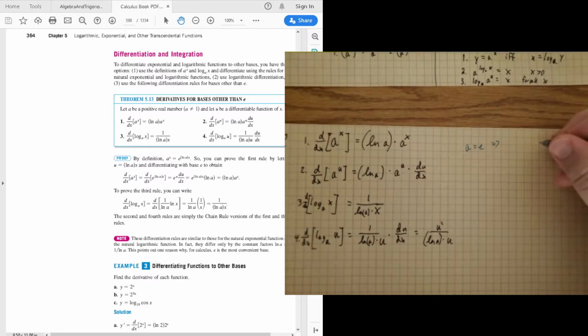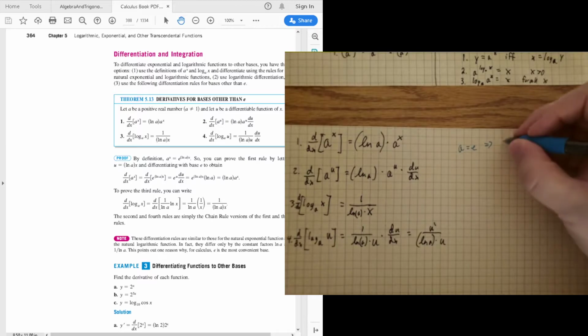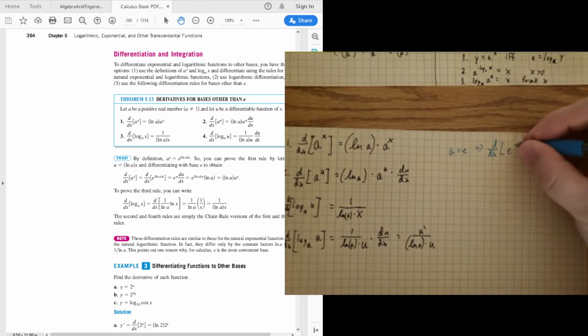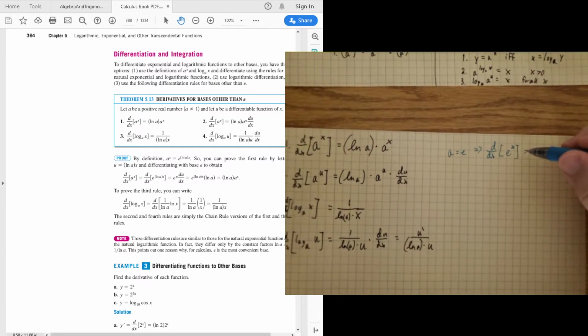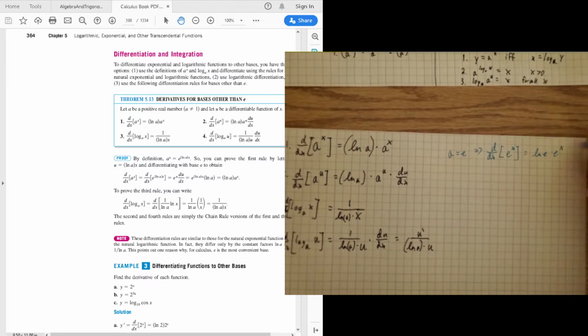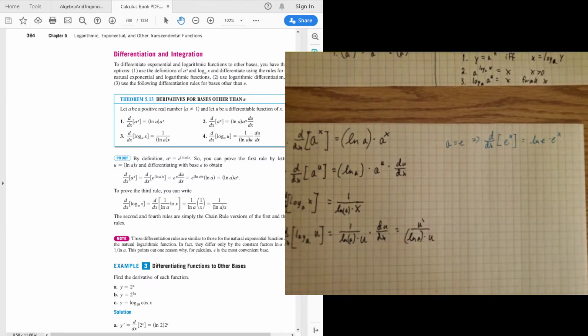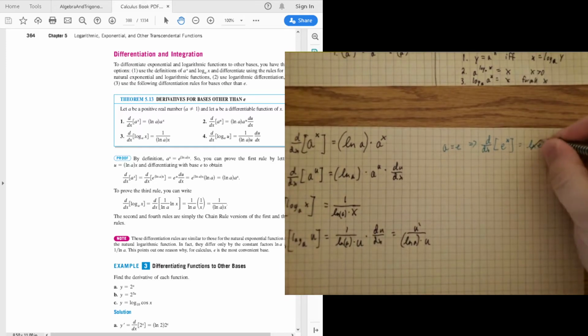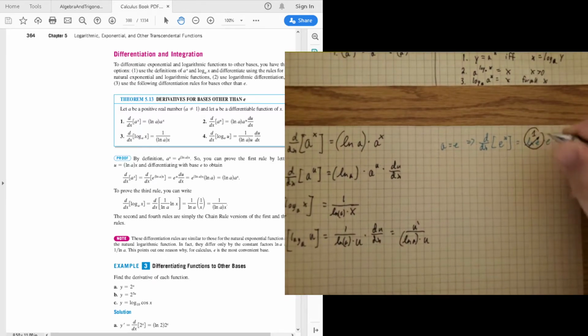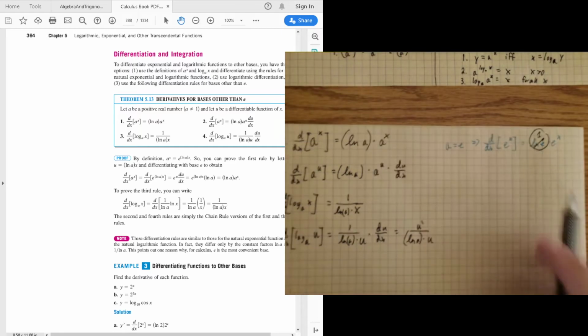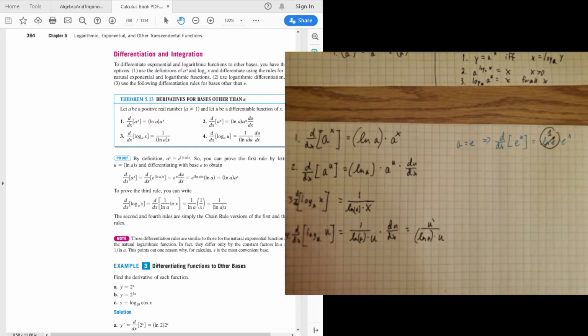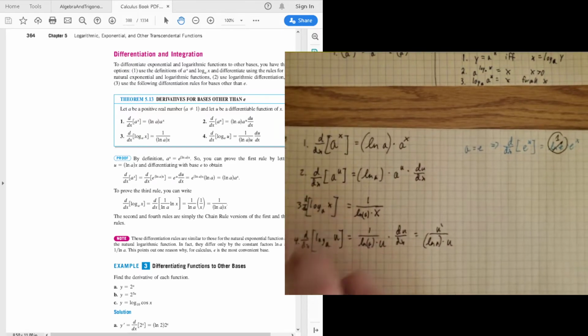Well, then according to number 1, if we let A equal e, we'd have the derivative with respect to x of e to the x power. Now we already know that should be e to the x, but let's see why this formula still works. This would be ln of e times e to the x. Well, guess what? ln of e is 1. And so it still works. That's why e and ln are so necessary to talk about first.